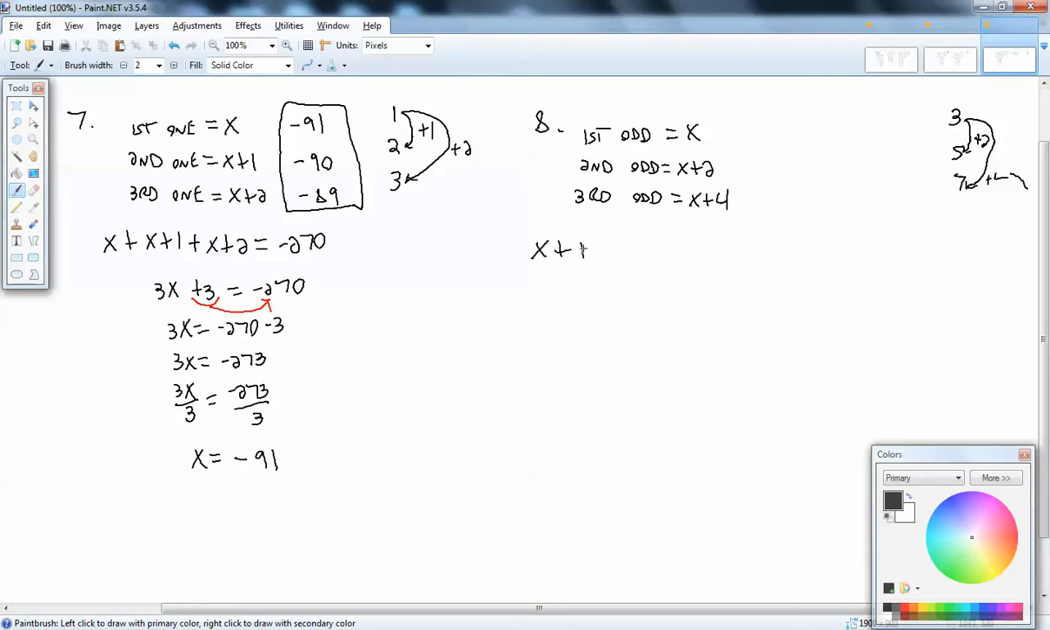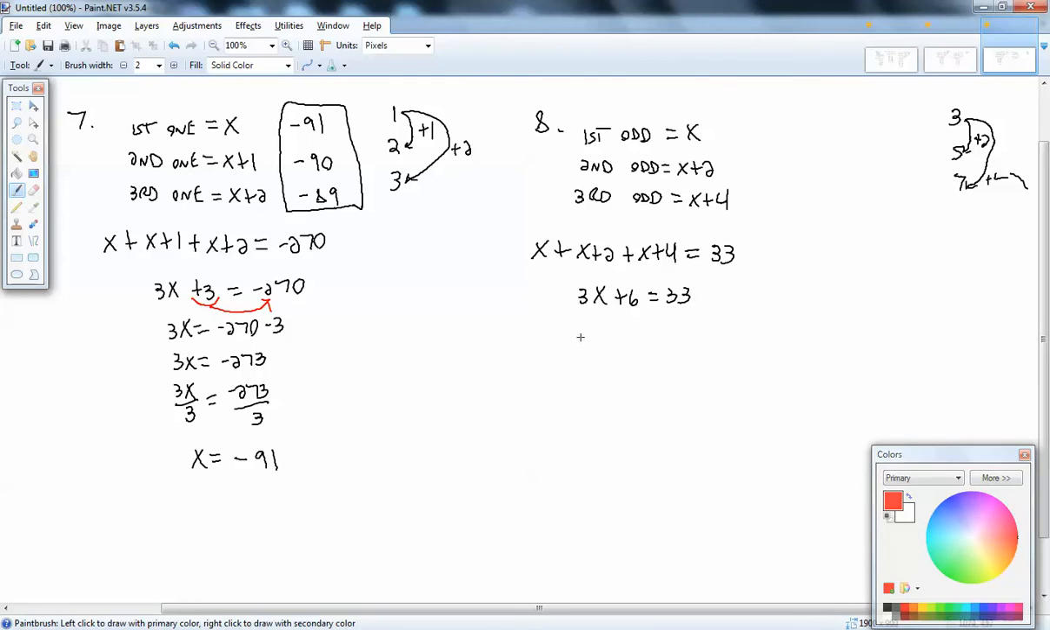Okay, now we're going to add those together. So we got x plus 2 plus x plus 4 is going to add up to 33. Combine together like terms. X plus x plus x is 3x. 2 plus 4 is 6 equals 33.